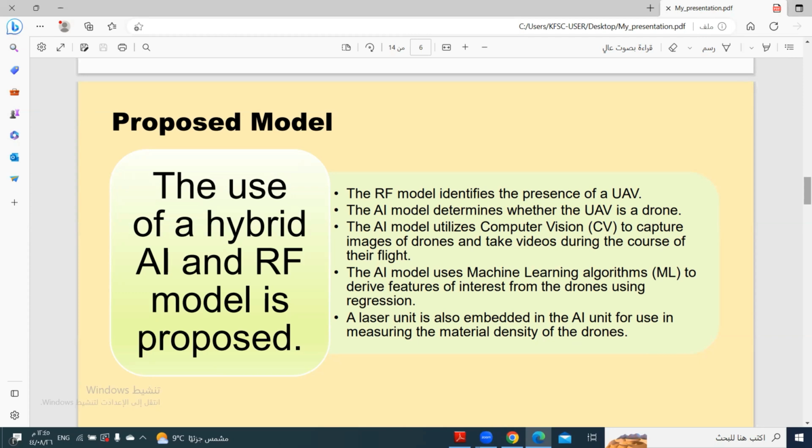the drones using regression. The last one, a laser unit is also embedded, and this is an extra feature. It might be added to the system and the AI unit for use in measuring the material density of the drones.